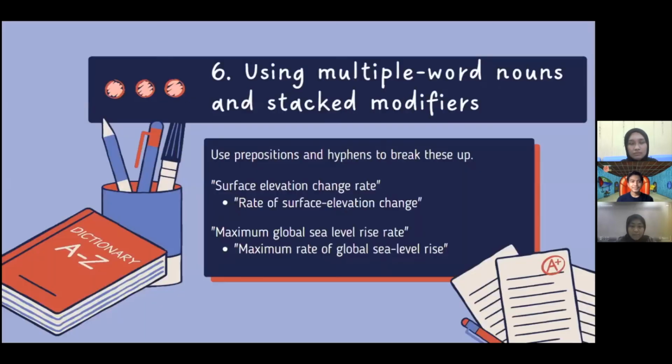Next. The sixth point is using multiple-word nouns and stacked modifiers. Use prepositions and hyphens to break this up. For example, we have surface elevation change rate. We can use rate of surface elevation change. The other example, maximum global sea level rise rate. We can use maximum rate of global sea level rise.